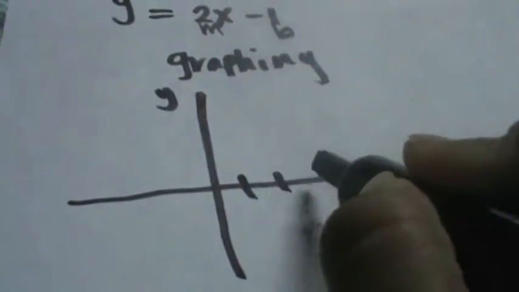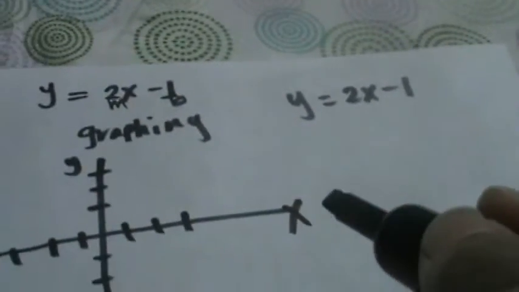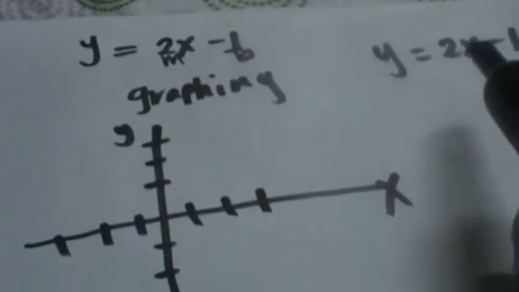Okay, 1, 2, 3, 1, 2, 3, 1, 2, 3, 1, 2, 3. This b looks very close. Let me write the equation one more time. 2x minus 1. So we're graphing 2x minus 1.